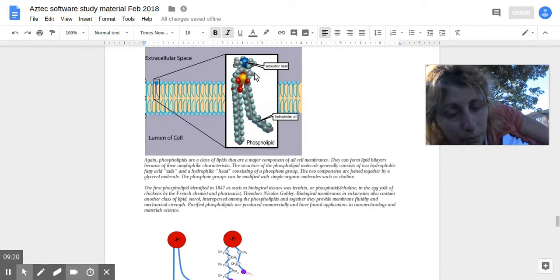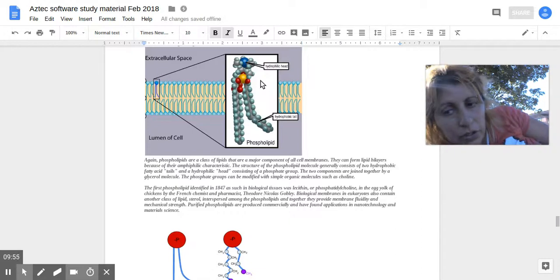The head group of the phospholipid and the tail group are joined together by a glycerol molecule or backbone. The phosphate group, which is in the polar side, the head group, can be modified with simple organic molecules such as choline and various alcohol groups. As we learned earlier, there are four different kinds of phospholipids. Two are usually found in the outer layer and two are found in the inner layer.